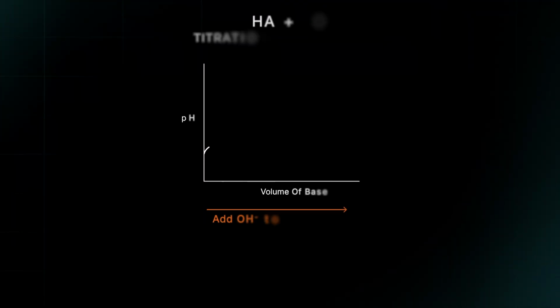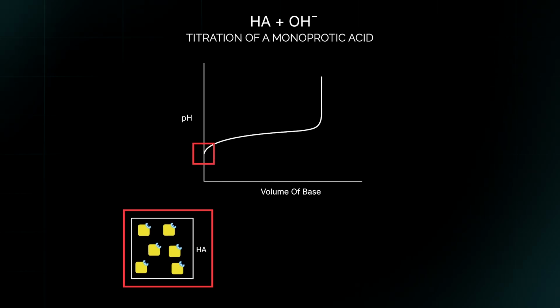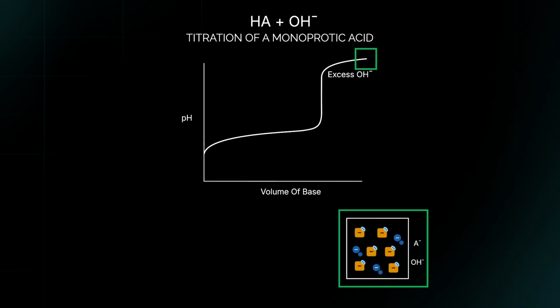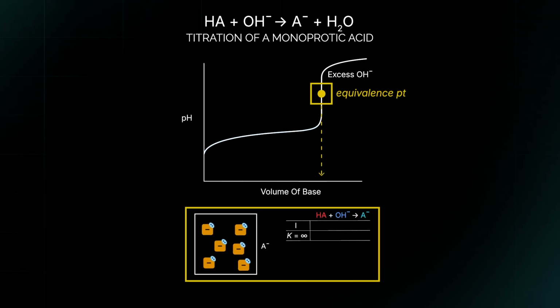Remember, when we add a strong base to a weak acid, the hydroxide ions in the base strip away a proton from the weak acid, converting it from the conjugate acid form HA to the conjugate base form A-. At the equivalence point, just enough base has been added to completely react with the acid, converting all of the weak acid to its conjugate base form.